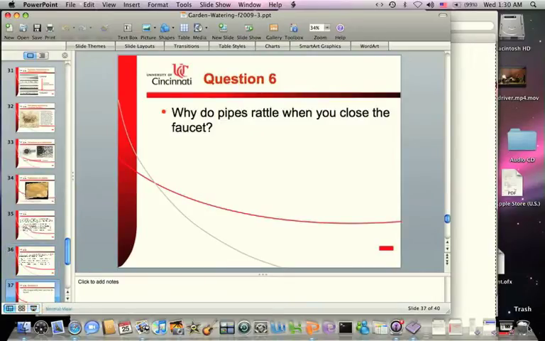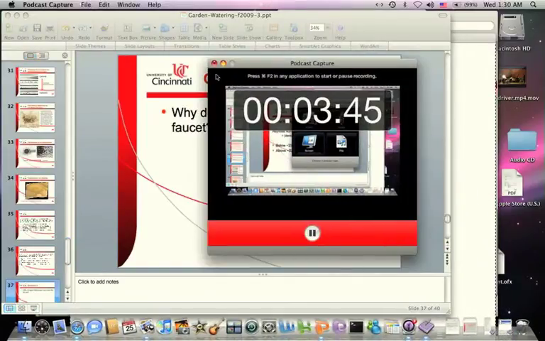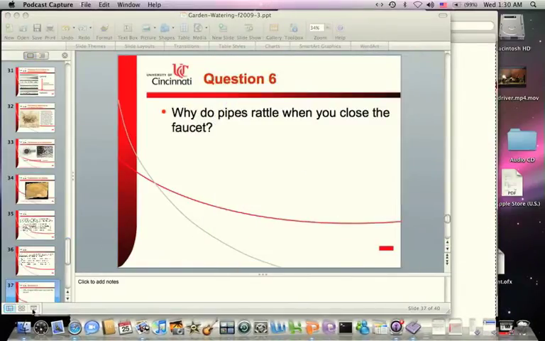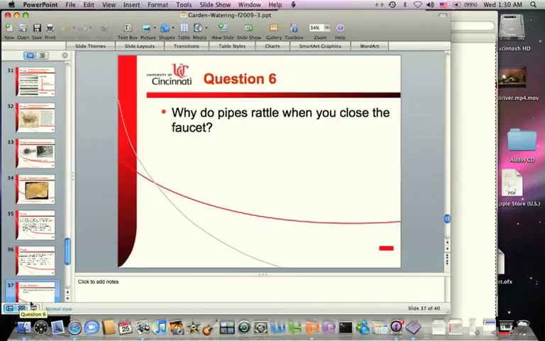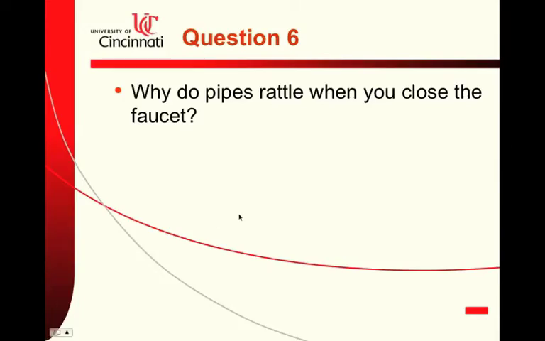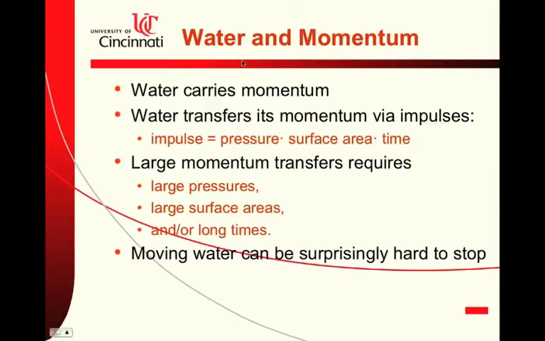So the last part of the discussion for this lecture is talking about why the pipes rattle when you close the faucet. This is sometimes called water hammer. And the idea is that water, which is moving, has a density, and so for every volume of water, you've got a mass. And so since it's moving, it also carries a momentum. And so the only way that you can basically transfer the momentum is via impulses, which means a force times the time, as we talked before.